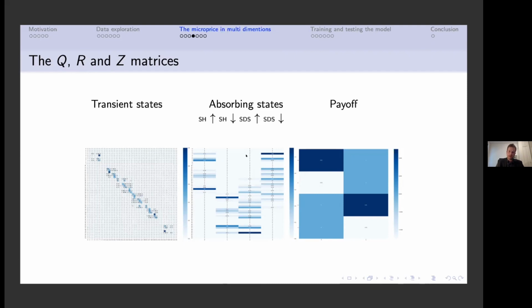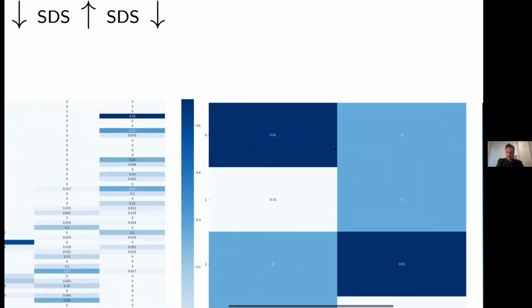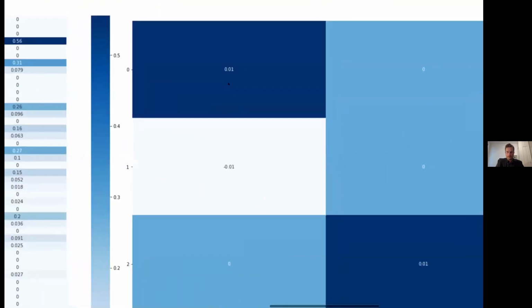These absorbing states, this matrix R, is a 54 by 4, where the 4 states are these absorptions. Either SH will go up, or SH will go down, SDS will go up, or SDS will go down. And when that does happen, it will give you a little payoff. As you can see, these numbers are 1 cent, or minus 1 cent, or zeros.